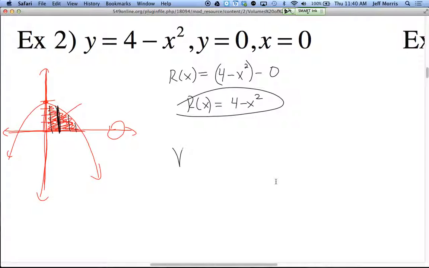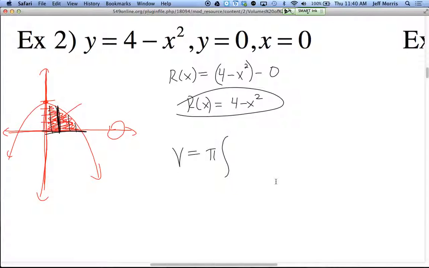Which formula? Well, did we decide? Is it a disk or a washer? It's a disk. Why? Because there's no gap. We're rotating it around this, and there's no gap there at all. There's nothing we've got to carve out or subtract out. So it's going to be pi times a definite integral.